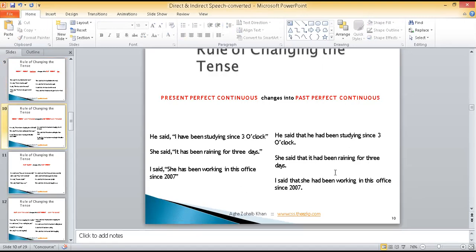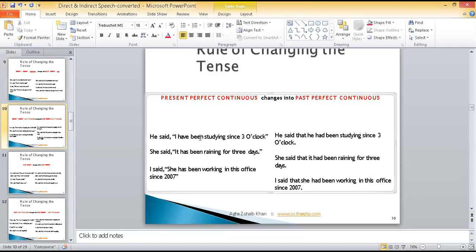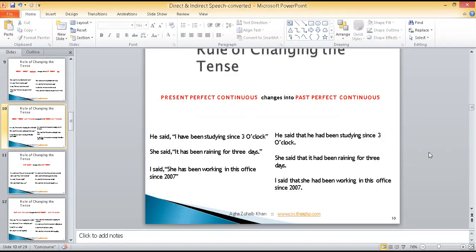Perfect continuous is identified with has been and have been, that changes into had been, nothing else. The rest would remain as it is, nothing would change. The rest of the rules would remain the same for it. Like you have to remove inverted commas, you have to change the pronouns, you have to change the important words that are to be changed, something like that. Otherwise the main feature is to change present perfect continuous into past perfect continuous. That is with has been and have been, you would change it into had been.